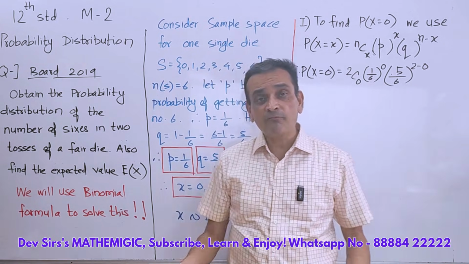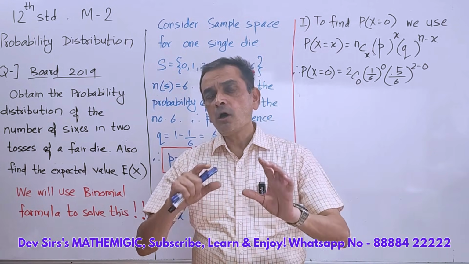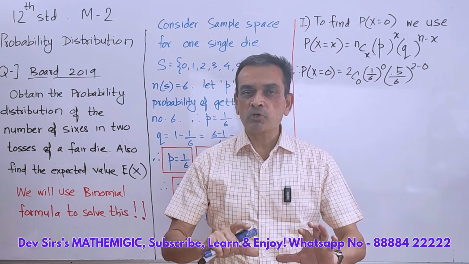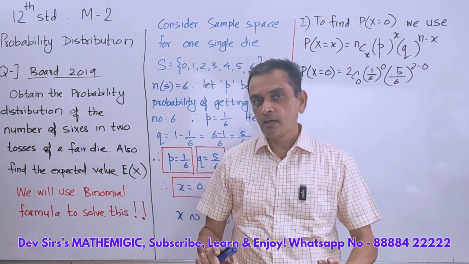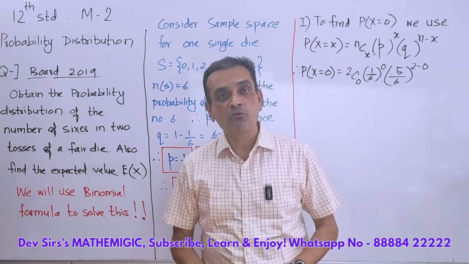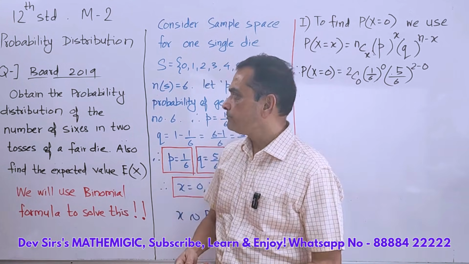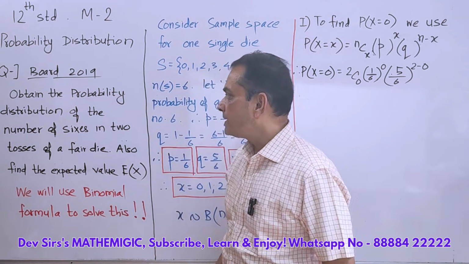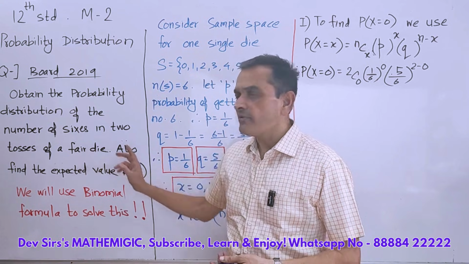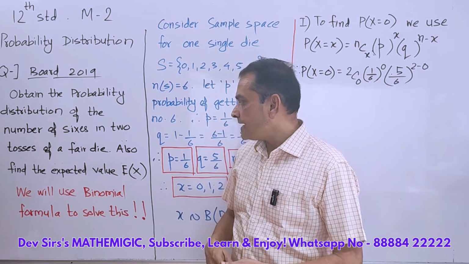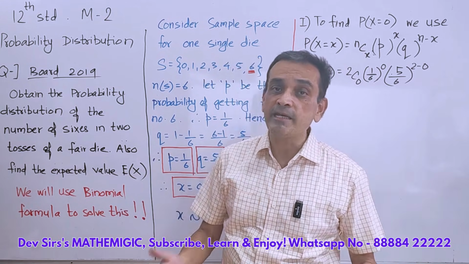So let's see one word problem from probability distribution on how to prepare the probability distribution table and sometimes find the value of expected value E(X). This was asked in July 2019. Let's go straight to the problem without wasting any time. Obtain the probability distribution of the number of sixes in two tosses of a fair die. Also find the expected value E(X), or it is sometimes called expected mean.